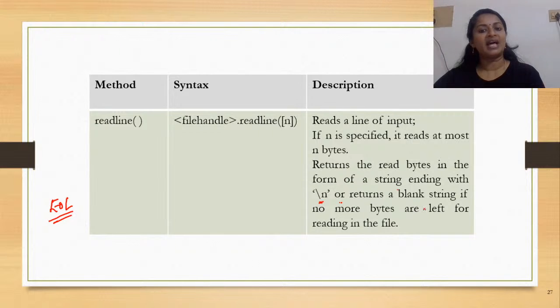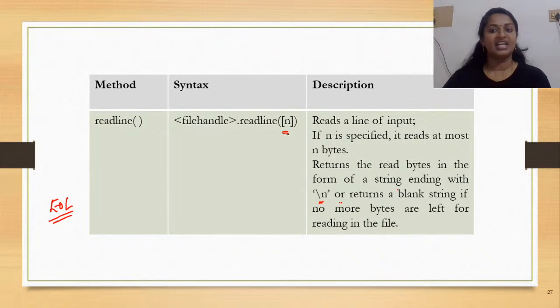Now it returns a blank string if it finds that there are no more bytes to be read. That means you are specifying n here. If n is specified, that many bytes would be read. Now after that, if there are no more bytes to be read, in that case it would return a blank string.